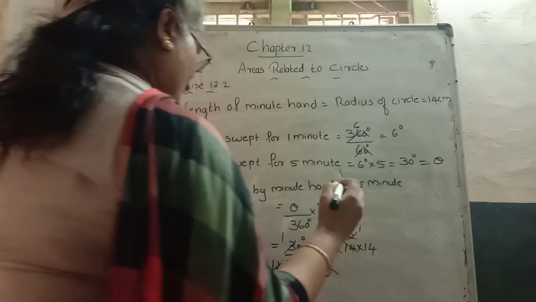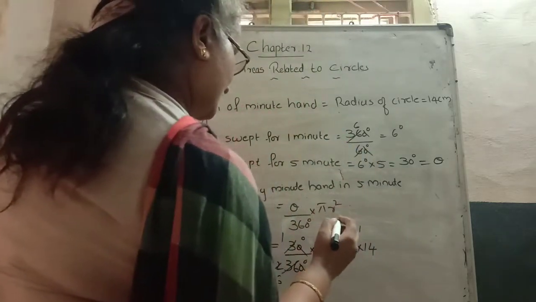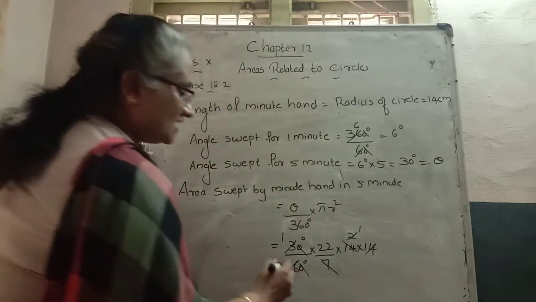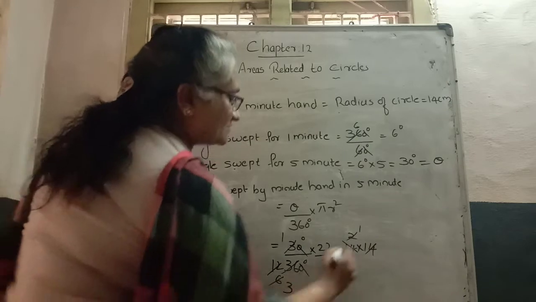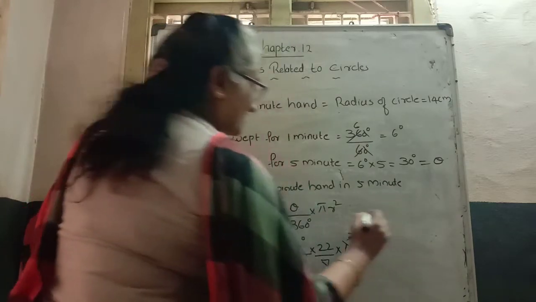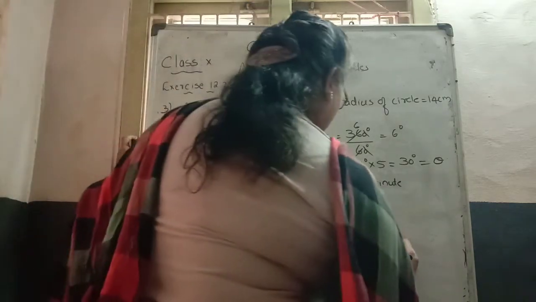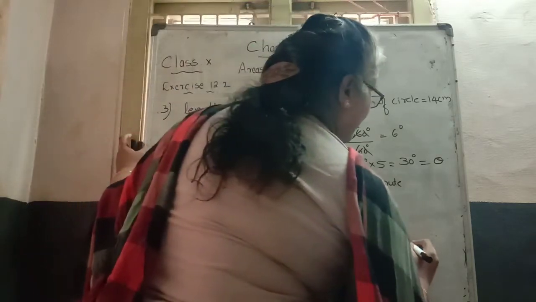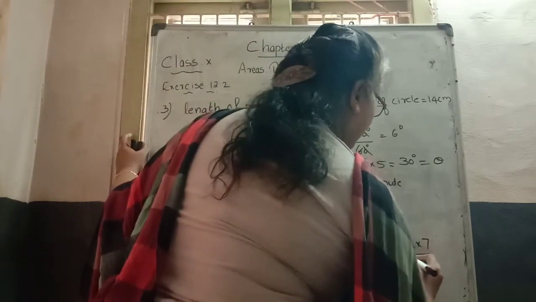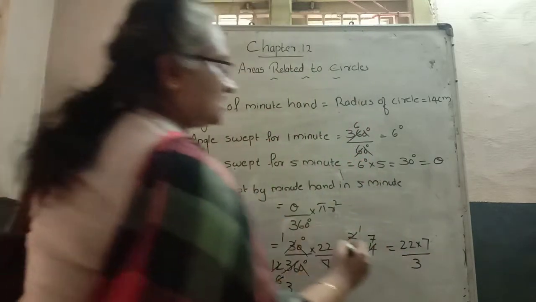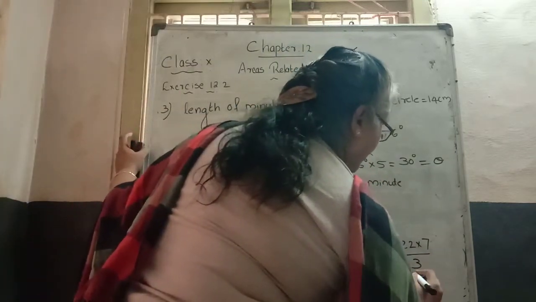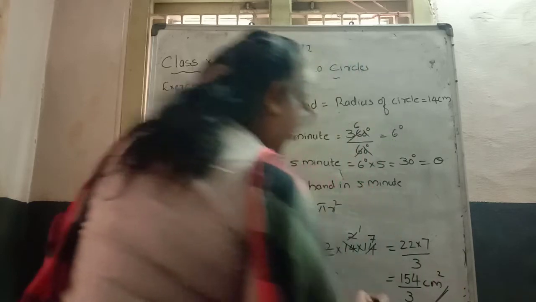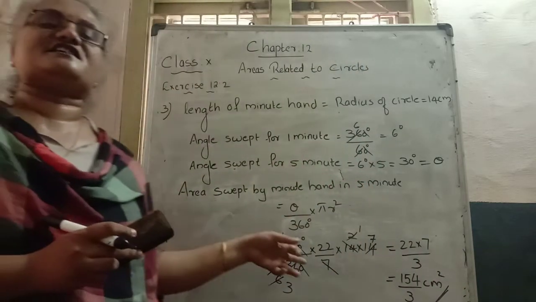So what is the answer there? Here again 14 and 6 cancellation possible. 2 table 3 times, 2 table 14 7 times. Remaining part to become the numerator, the numbers remaining are 22 into 7. 22 into 7 by denominator, which number? 3 is there. So finalize, we can write 154 by 3. Area represented as centimeter square is the answer.